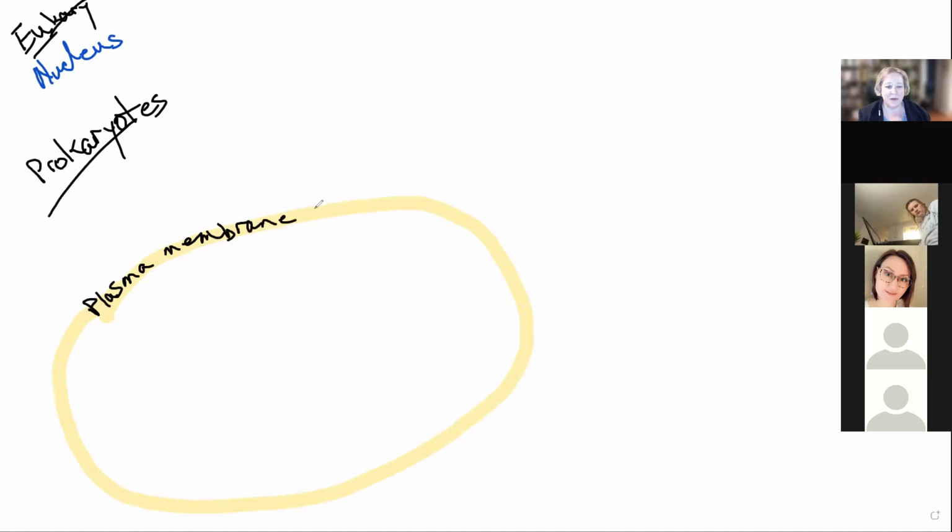And it is composed of phospholipids. Okay, so it is a phospholipid bilayer. Okay. Make it a little interesting to read when I go around the corner here.